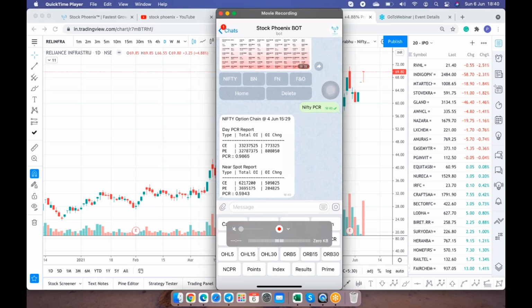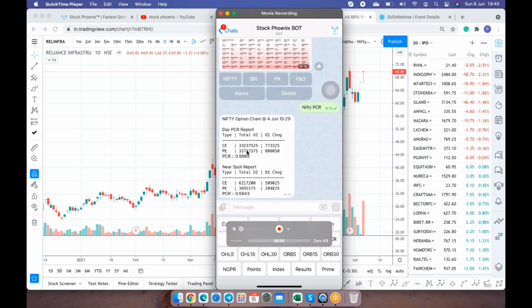If you see, there's a huge amount of call writing happening in the call option when compared to put writing in total OI on the near spot. On a day chart, it is almost neutral. There's nothing much difference, but if you say near spot, there's a lot of call writing happening when compared to put writing, which indicates bearishness in the market on the near spot. On a daily time frame, it is neutral.